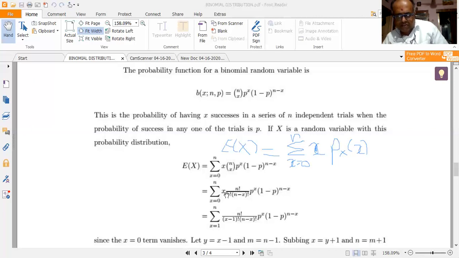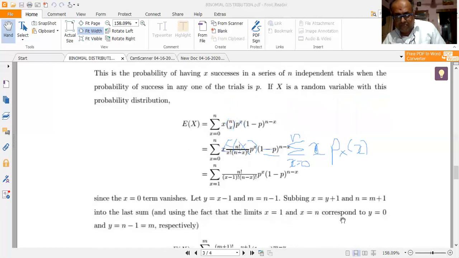I substitute x is equal to 0. Then plus, the next term, summation x is equal to 1 to n, the same terms. Now if I substitute x is equal to 0, 0 into this entire term is 0. 0 into anything is 0. So that's why there is no contribution from the value x is equal to 0. That's why I get only summation x is equal to 1 to n only.